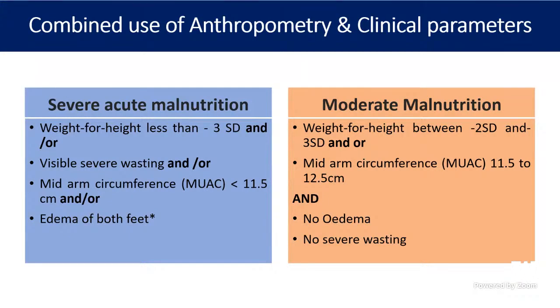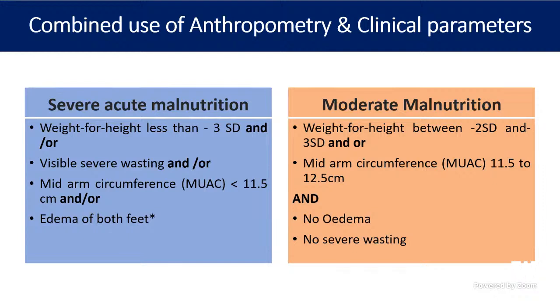See, if the children have edema on both limbs, we will call it kwashiorkor, or visible severe wasting. And there will be baggy pants like folds on the buttocks, and the cheeks are all hollow, no fat is visible, the child looks very wasted.